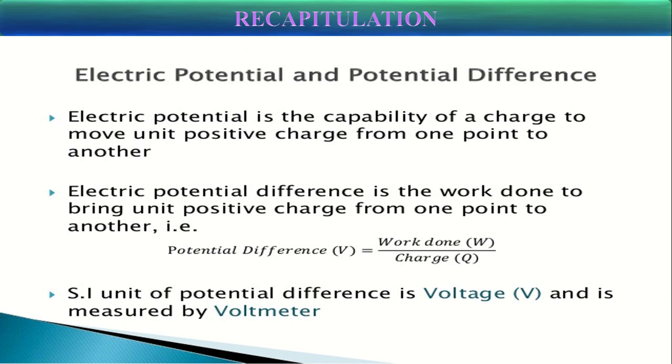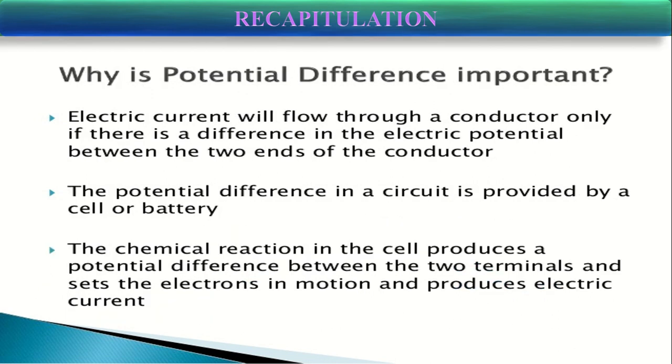Next, we have to recapitulate all the variables or all the definitions which we have covered here. First is electric potential. Electric potential is the capability of a charge to move unit positive charge from one point to another. Then what is electric potential difference? It is the work done to bring a unit positive charge from one point to another point. And the SI unit of potential difference is volt, V, and it is measured by a voltmeter.